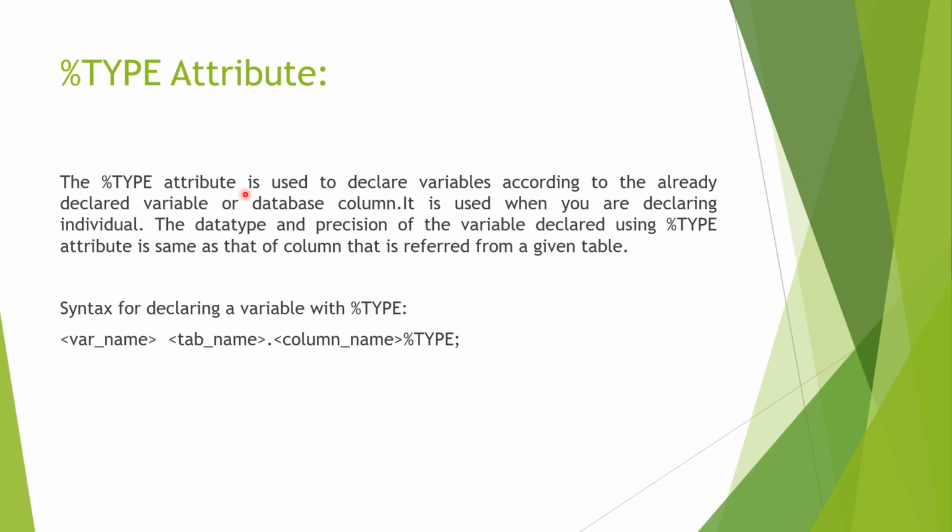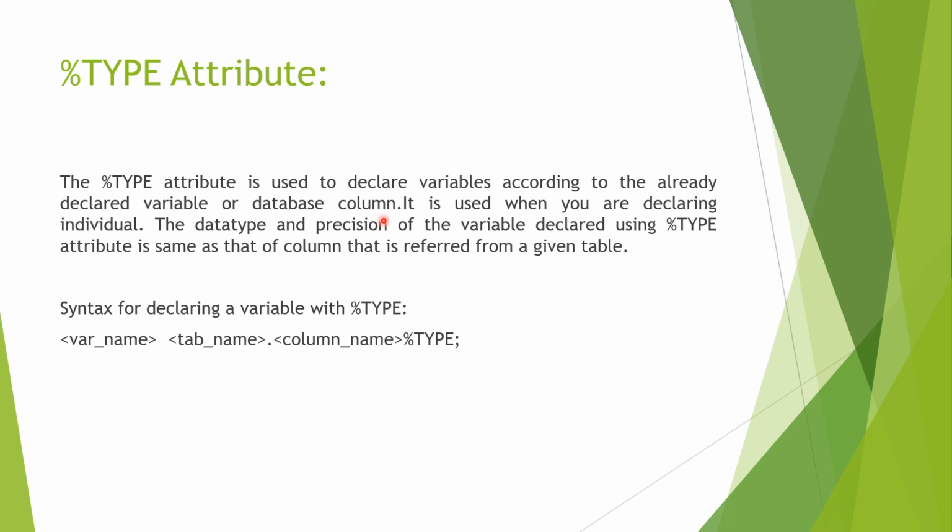What is the use of the percentage type attribute? It is used to declare variables according to an already declared variable or database column. That means if we are embedding SQL in PL SQL code, we are using some SQL database, that is, your table. What kind of restriction do we have? The column name that we want to use in PL SQL code, the data type, the precision and the other information should match. So how do we declare a variable of the correct data type, precision and other information?